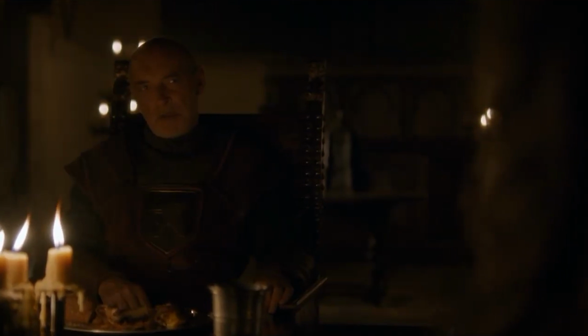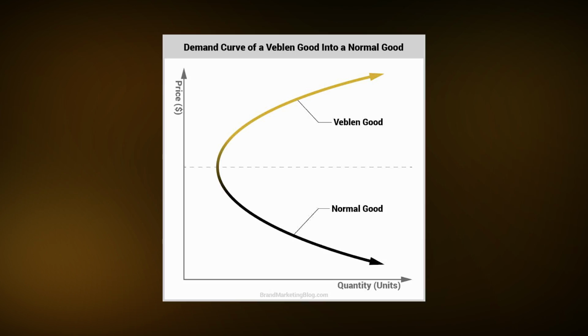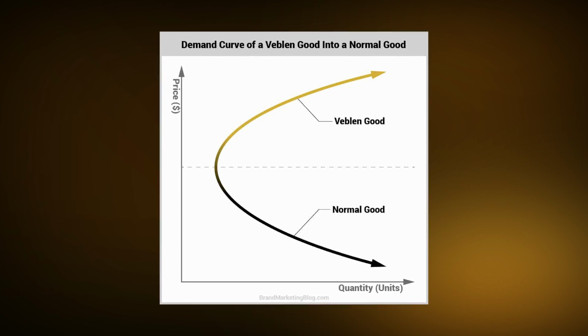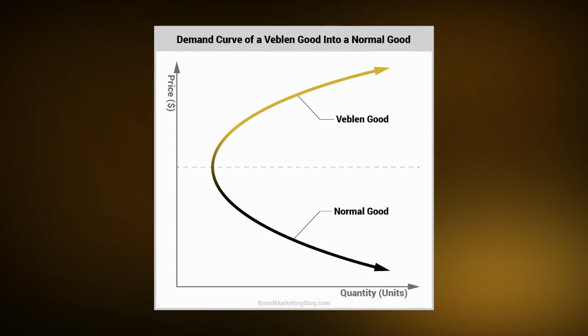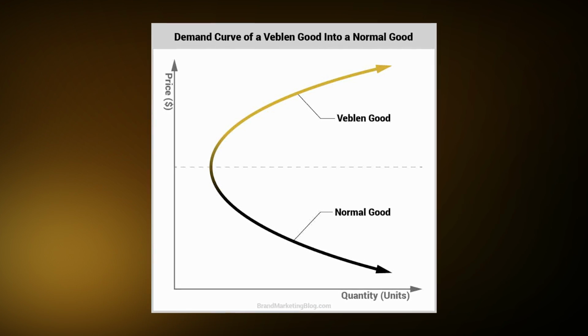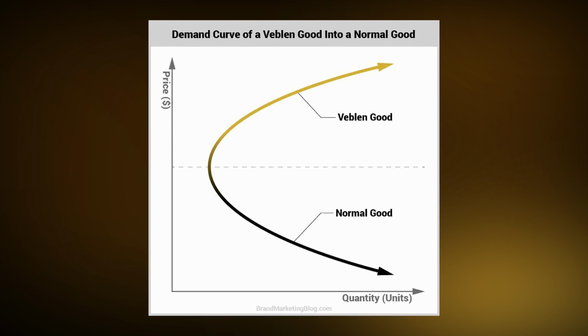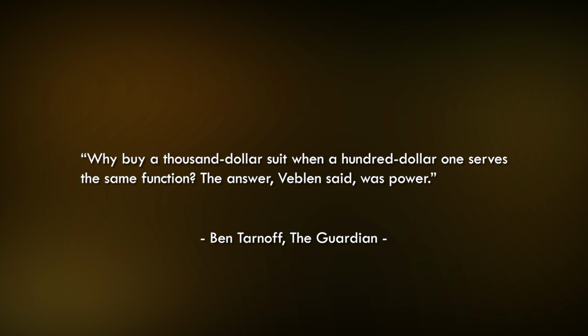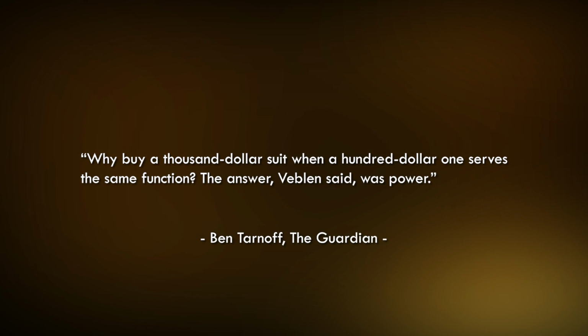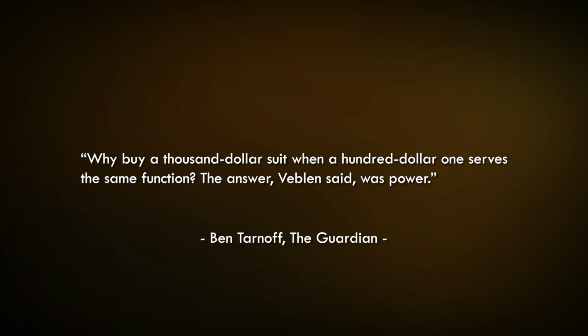And in discussing this, there is an economic concept called a Veblen good, where demand increases as the price rises, largely due to them being status signifiers, like luxury cars or watches. But they also intersect with power signifiers. Why buy a $1,000 suit when a $100 suit serves the same function? The answer, Veblen said, was power.